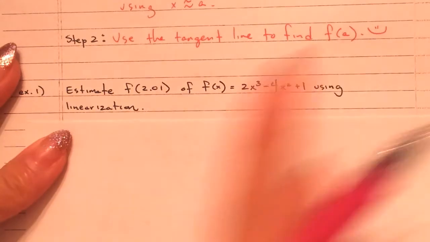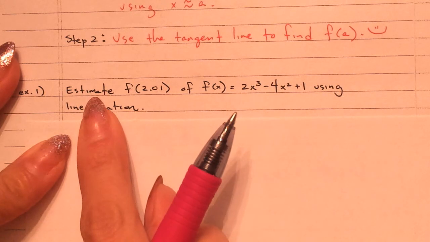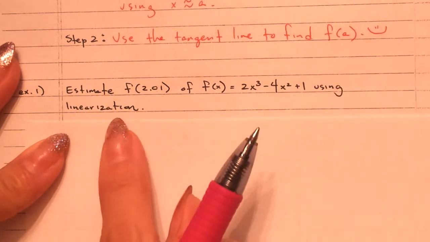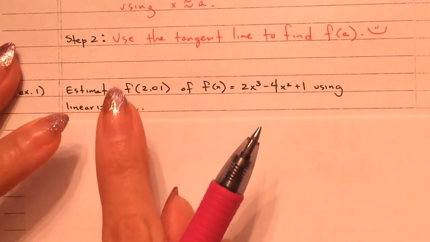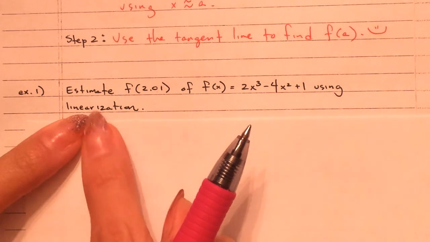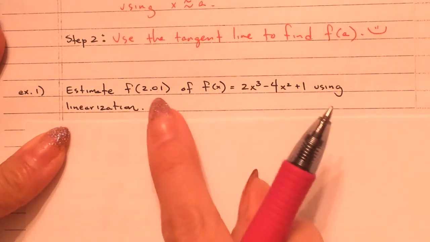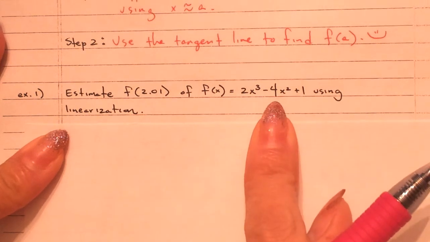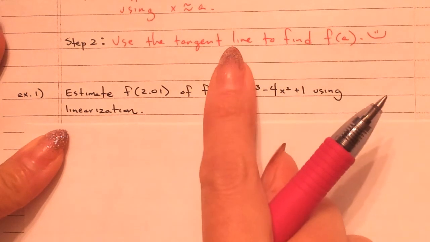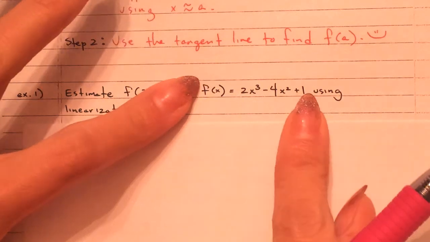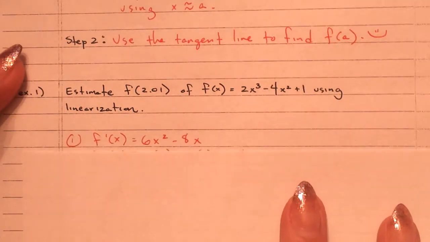So here's your example. We're going to estimate, and you know it's linearization because they'll say linearization or linear approximation. You'll see that linear word. So we're going to estimate this. Instead of plugging this into here, we're going to find a tangent line. How do you find a tangent line using this? The first thing you do is find a slope.